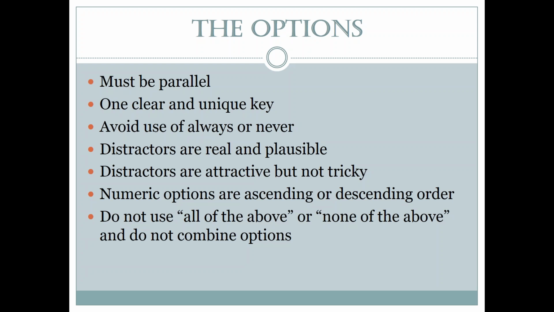Numeric options are ascending or descending order. So basically 1, 2, 3, 4 or 4, 3, 2, 1. It doesn't matter which order, just as long as they are ascending or descending. And do not use all of the above or none of the above, and do not combine options, which we will look at some of that in the next few slides.